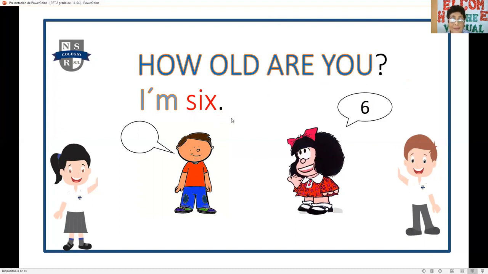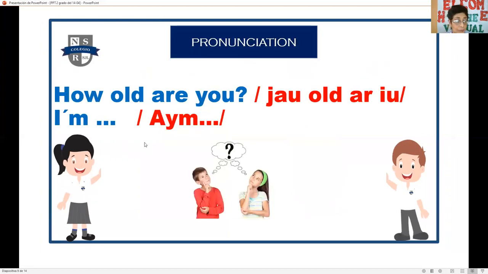Okay. Let's see the next slide. We continue with the question, how old are you? And we have here the pronunciation. In English, you write in one way, and the pronunciation is different. So the question says, how old are you? Here I'm going to raise my voice. And here in color red, I have the pronunciation. How old are you?